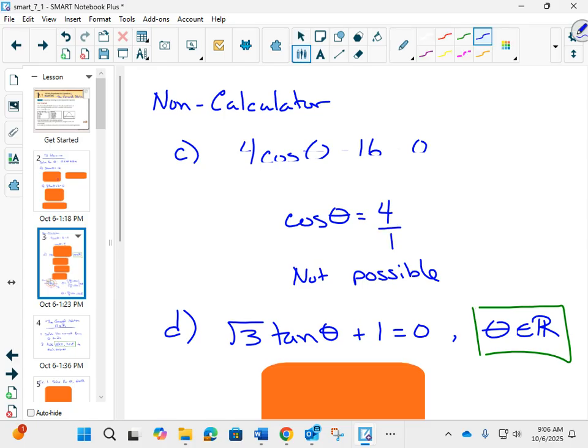This would be like 4/1. And if I tried to draw a right angle triangle, with an angle theta, and my adjacent side is 4 and my hypotenuse is 1. Can you see why this is bad? This is never possible. Your hypotenuse always has to be the biggest. So whenever cos or sine, this isn't true for tangent, but whenever sine or cosine is bigger than 1, or a negative number less than negative 1, it's never going to be possible. And that's why this is a non-calculator question, because you need to be able to recognize that.